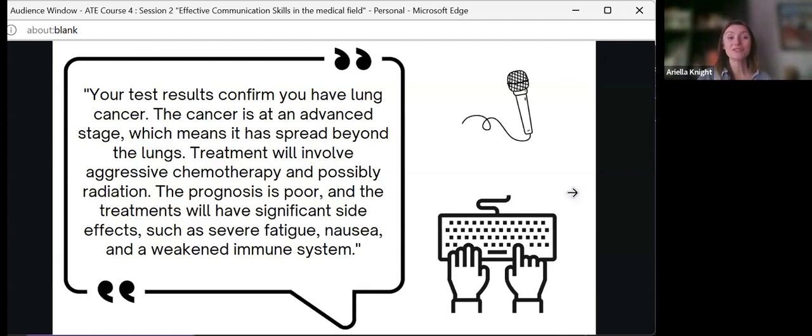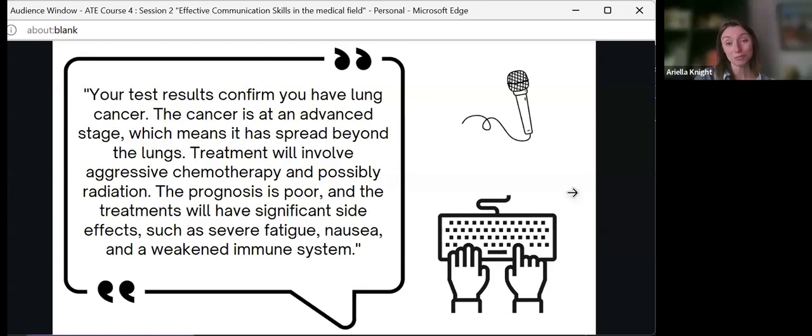Your test results confirm you have lung cancer. The cancer is at an advanced stage, which means it has spread beyond the lungs. Treatment will involve aggressive chemotherapy and possibly radiation. The prognosis is poor, and the treatments will have significant side effects, such as severe fatigue, nausea, and a weakened immune system. All right, what do we mean by prognosis is poor?